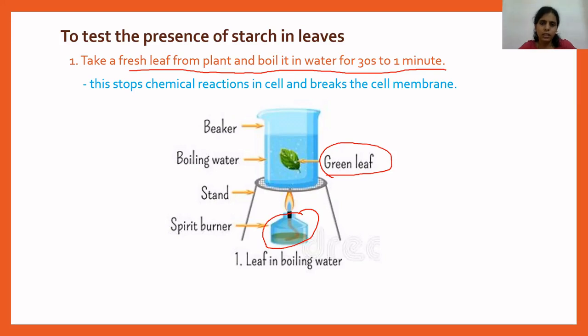Now you should understand the reason why we are boiling the leaf in water, because these questions are sometimes asked in alternative to practicals papers. We are boiling the leaf in water in order to stop any chemical reactions in the cell and break the cell membrane. Actually, in Unit 4, Biomolecules, you have studied that we perform the starch test by using a reagent called iodine. Here also we are going to use iodine itself.